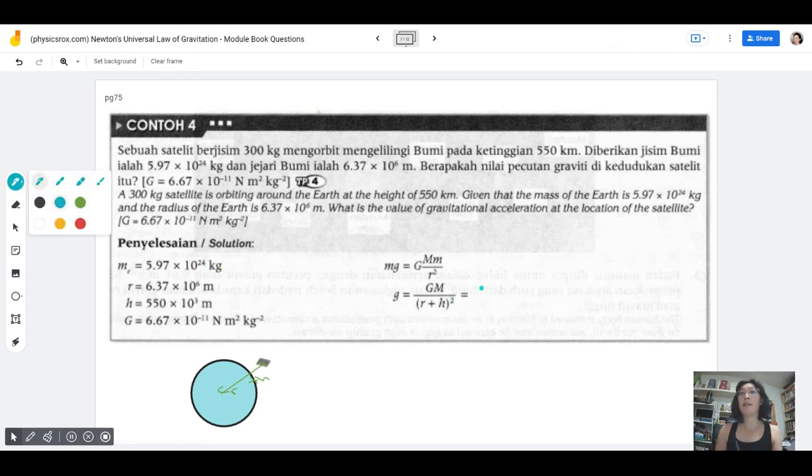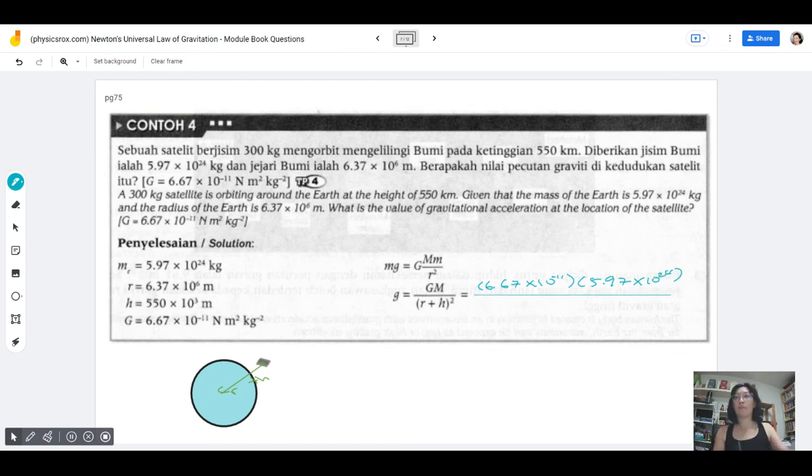So just substituting the values inside, following the formula that's given here, 6.67 times 10 to the power of negative 11. M is the mass of Earth, which is 5.97 times 10 to the power of 24. And we add the radius of the Earth with the height of the satellite. And of course, all this has to be squared.